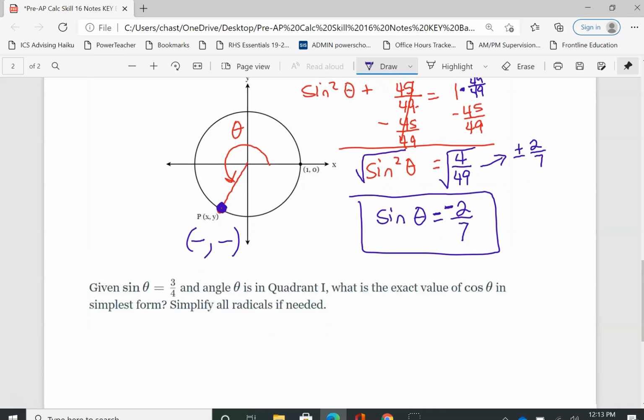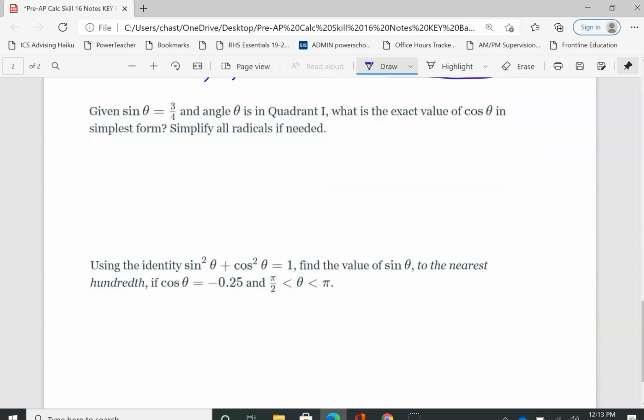Okay, let's go and try another example. Given that sine of theta is positive 3/4 and our angle theta is in quadrant 1, so they're telling us where this will be. Here's theta. Sine of theta, opposite is 3, hypotenuse is 4. We want to find the exact value of the cosine in simplest form.